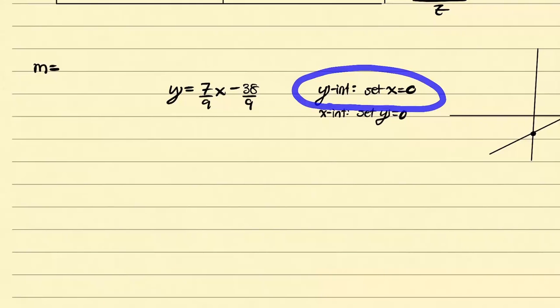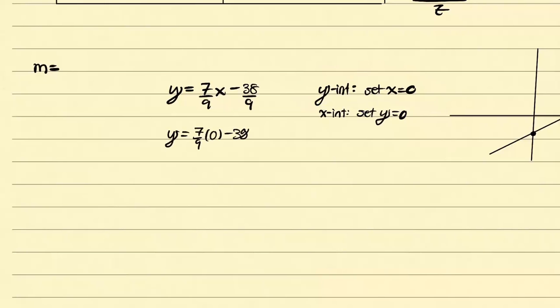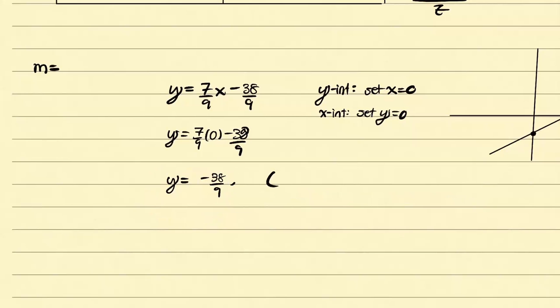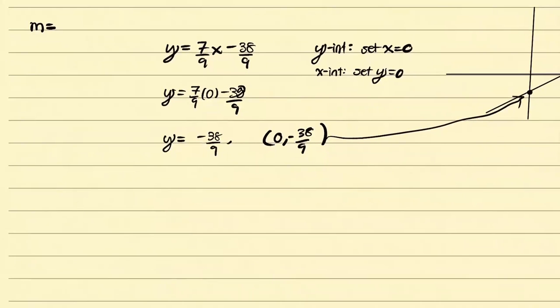Finding the y-intercept, I'm just going to plug in 0 for x. So is it just y equals negative 38 over 9? Yep. So this right here, if you remember, is currently an equation of a horizontal line. We need an ordered x and y value, which is going to be (0, negative 38 over 9). This is a point now. This will give me a point like this right here. So here's the y-intercept.